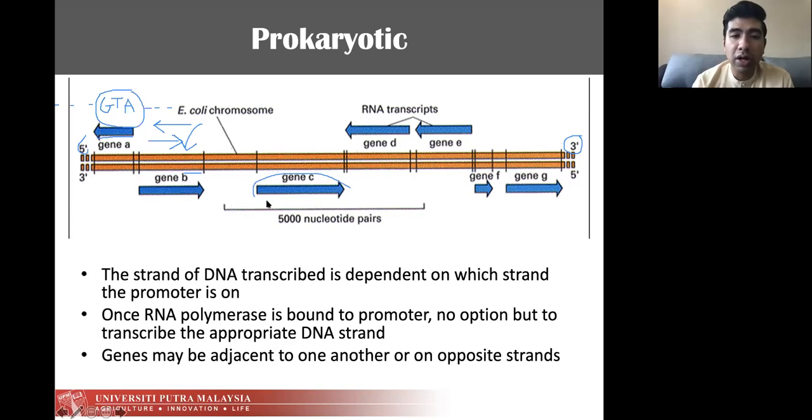So what do we call this? Sorry, undo. Okay, so this region is what? What sequence? Template, not template, coding?